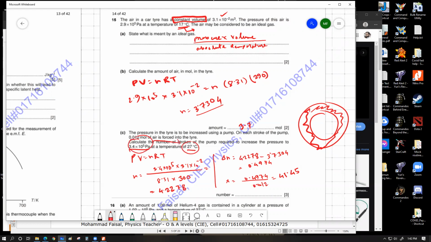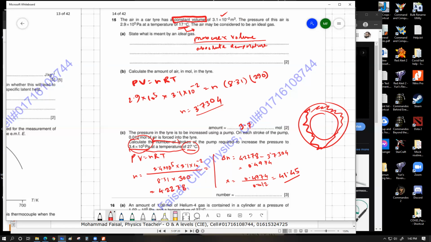We want to make the final pressure and temperature up to this value. So if we surpass beyond 41.45, we're going to get above that. But the question is asking us to calculate the number of strokes of the pump required to increase the pressure to this value at least. So applying this many strokes would be the perfect value. But when we consider strokes, we are not considering fractions of strokes, because a stroke usually means the whole pump pushed all the way down. So that's why we have to apply 42 strokes.